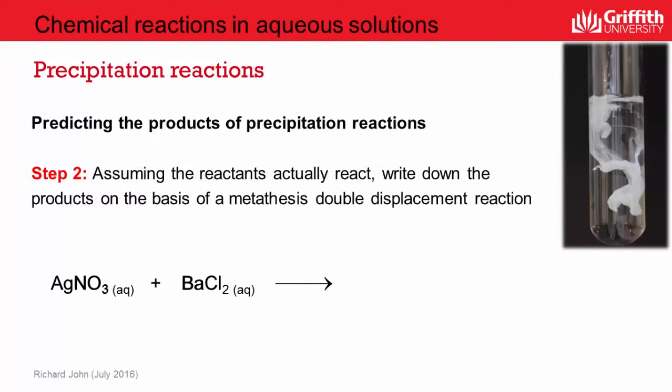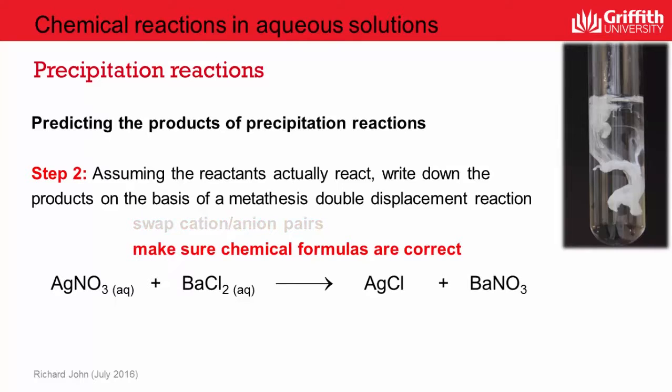The next step is we assume that the reactants actually react, and we write down the products based on a double displacement metathesis reaction. That is, we swap the anion and cation pairs around. The silver, the positive cation of silver nitrate, is going to hook up with the negative anion of the barium chloride, the chloride. At the same time, the barium and the nitrate are going to get together. So what we've done there is just swap the anion and cation pairs.